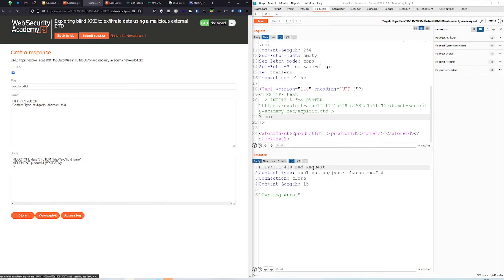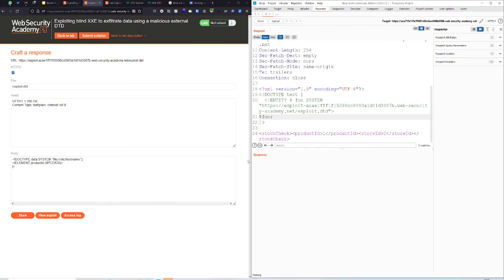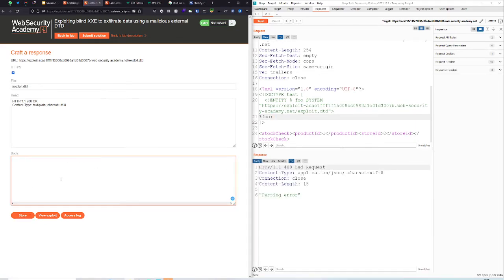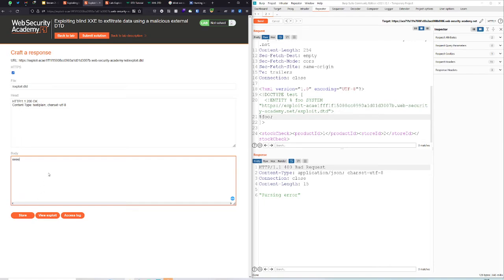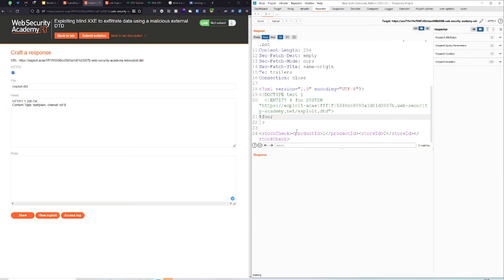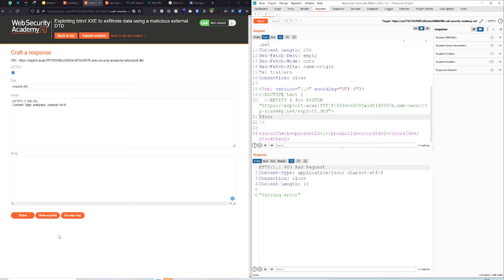It's got to be something within here. Passing error. Nothing? How about that? So I have no idea. It's got to be this foo then, isn't it? But then it's still within the doc type. Foo system. So it's fetching that. In fact, I know it's fetching that because it's in the logs.